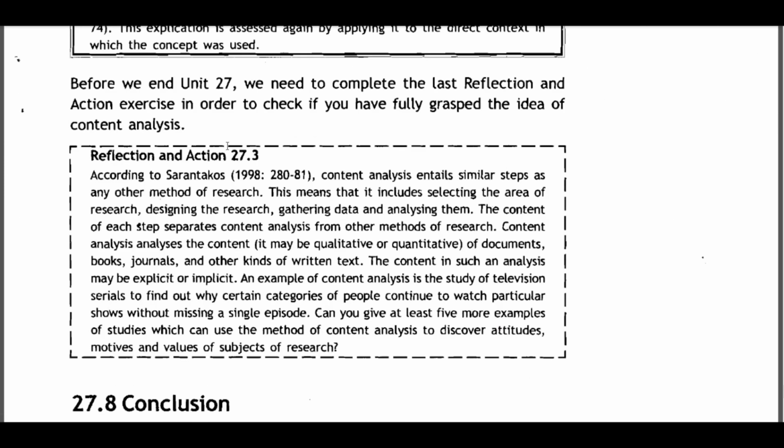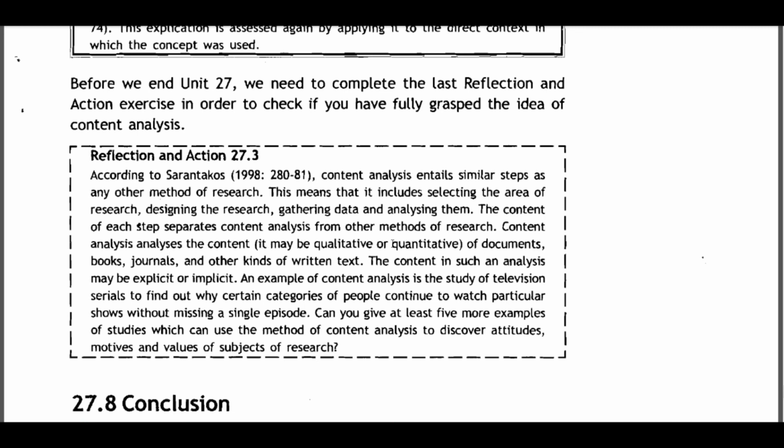Before we end Unit 27, we need to complete the last reflections and action exercise in order to check if you have fully grasped the idea of content analysis. So, reflections and action 27.3. According to Serin Dakos, content analysis entails similar steps as any other method of research. This means that it includes selecting the area of research, designing the research, gathering data and analyzing them. The content of each step separates content analysis from the other methods of research. Content analysis analyzes the content.